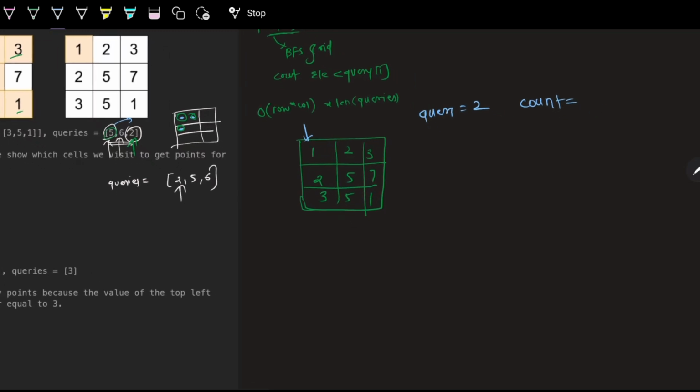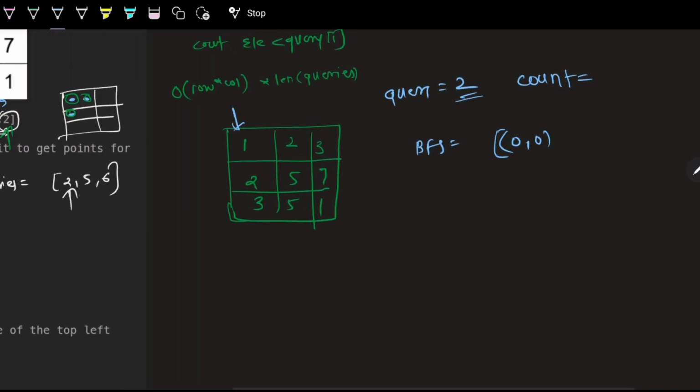Into my queue, if I am using BFS, I will keep a queue. Initially I would have 0, 0, correct? And as I want the cells less than or equal to the query element, I will try to keep a min heap here, in which I will put the grid value as well. So I will put the grid value, that is 1, and the row and column. So initially I will have 1, 0, 0 in my min heap, correct?